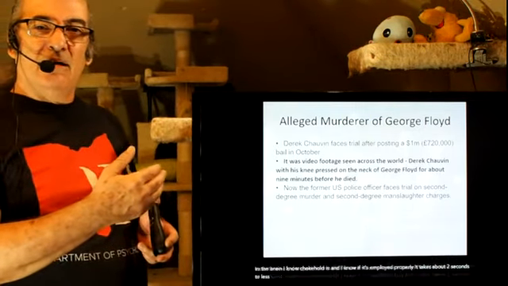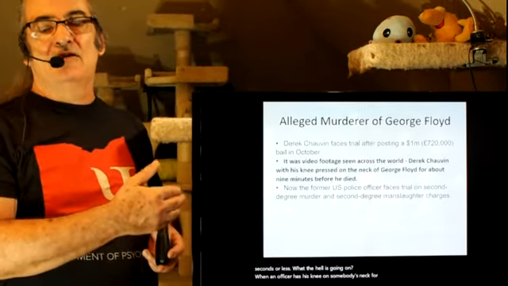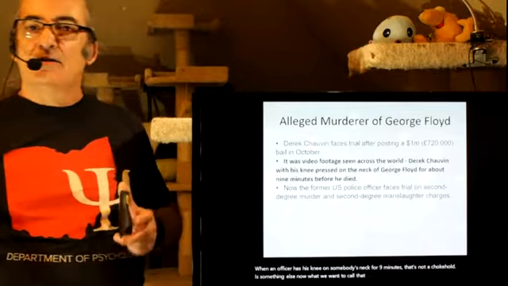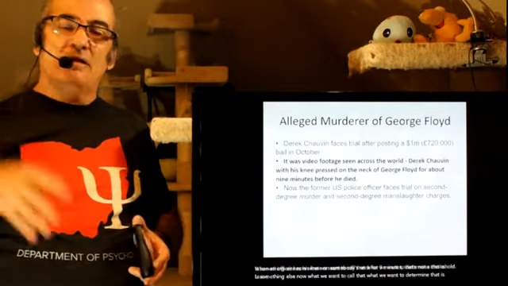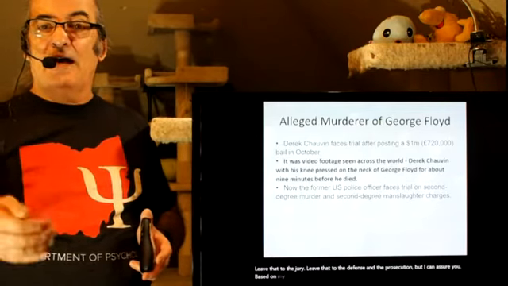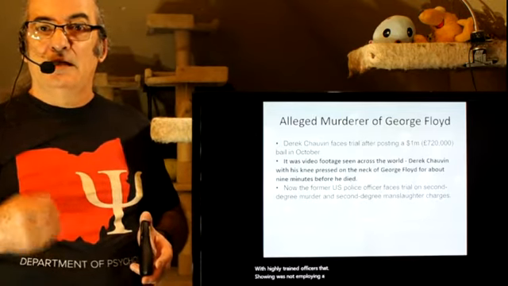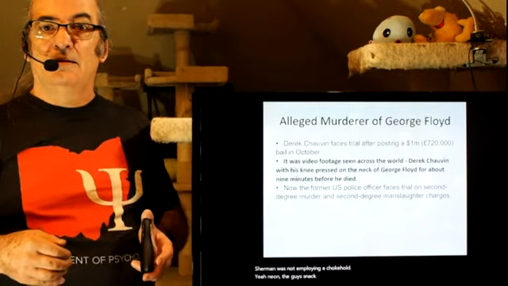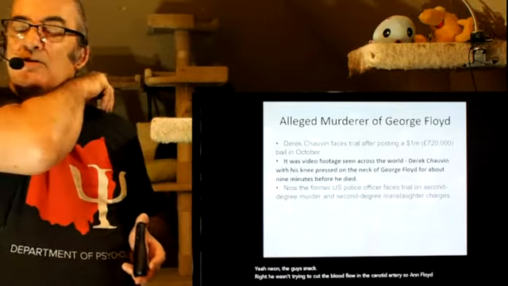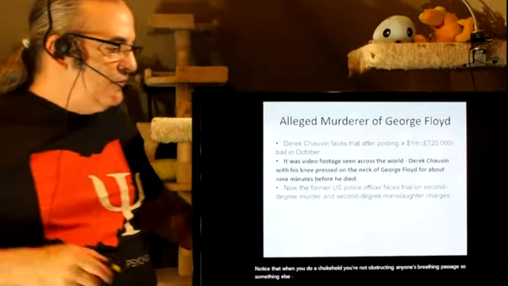I know what a chokehold is, and I know if it's employed properly, it takes about 2 seconds or less. What the hell is going on when an officer has his knee on somebody's neck for 9 minutes? That's not a chokehold. It's something else. Now what we want to call that, what we want to determine that is, leave that to the jury, leave that to the defense and the prosecution. But I can assure you, based on my experience with highly trained officers, that Chauvin was not employing a chokehold. He had a knee on the guy's neck, right? He wasn't trying to cut the blood flow in the carotid artery. And Floyd can't breathe. Notice that when you do a chokehold, you're not obstructing anyone's breathing passage. So something else was going on there. Let's see what the jury does with that, right?